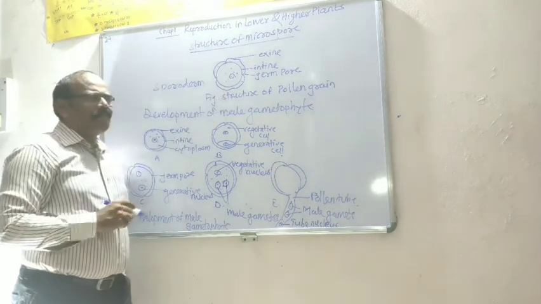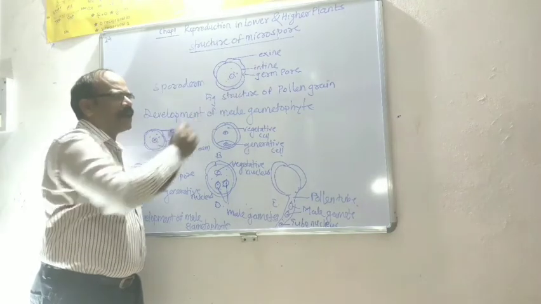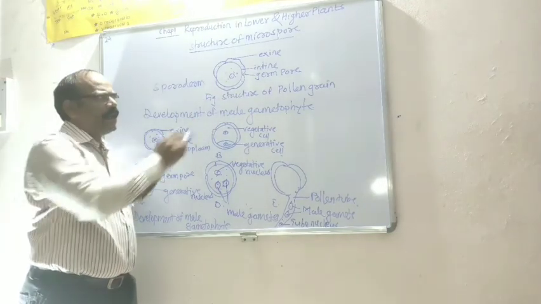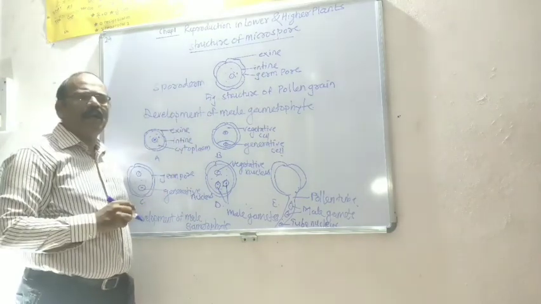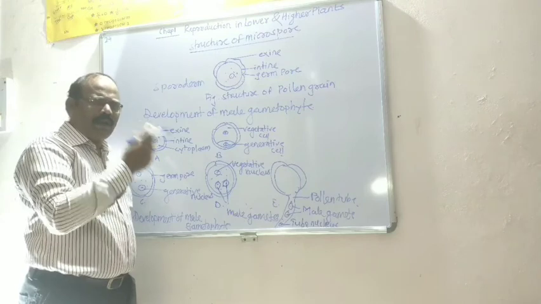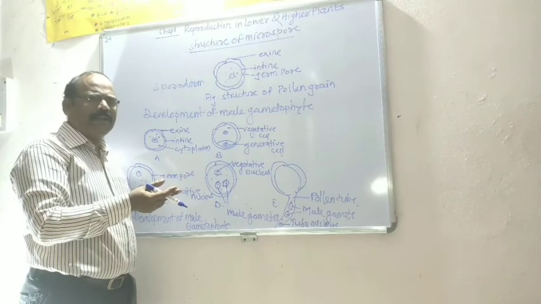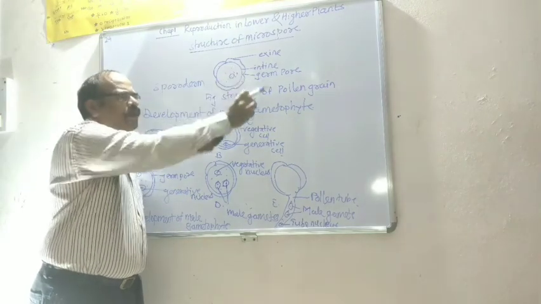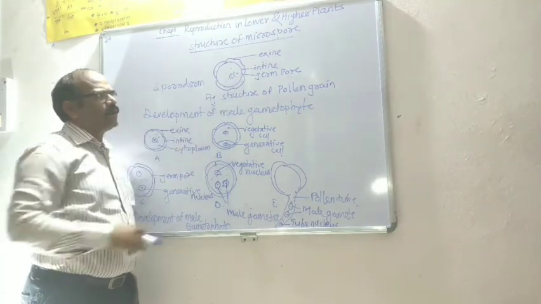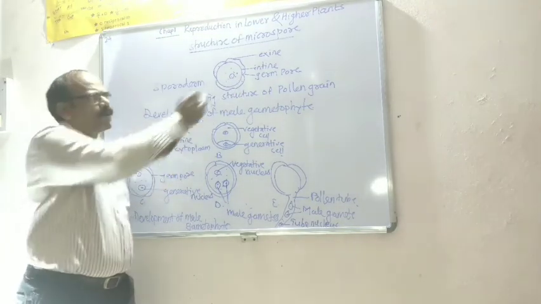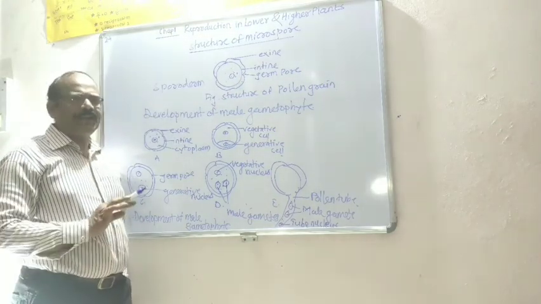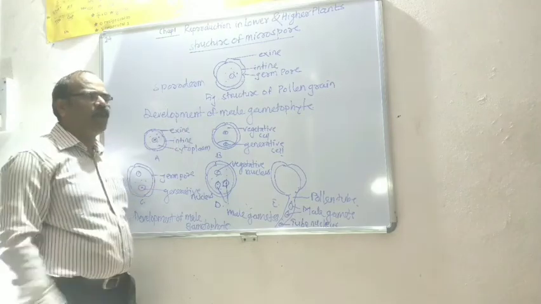On this exine, at some places, thin-walled layers of cells are present. That is called the germ pore. After the germination of pollen grains, the pollen tube arises through the germ pore. Then, inner to the exine, a layer is present that is called the intine. This intine is smooth, thin and delicate in nature. This is the structure of the pollen grain.